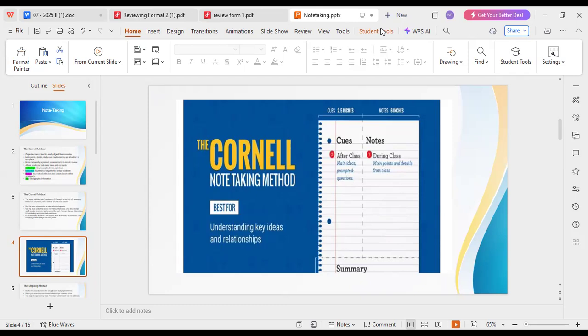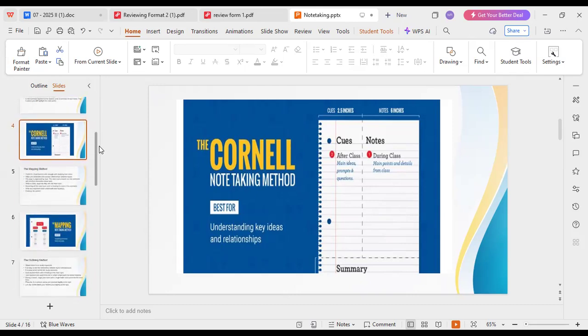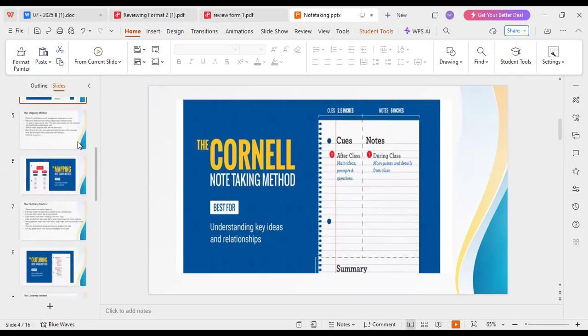You can either unmute or send messages via the chat box. If not, as we have only one hour today for this online session, we will move to the next method.